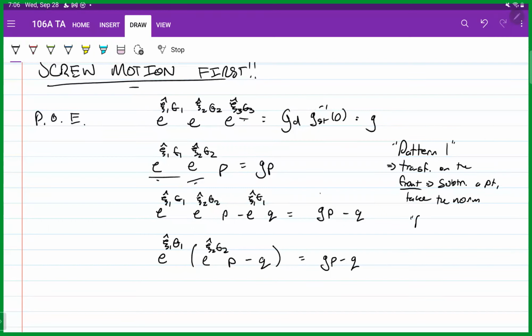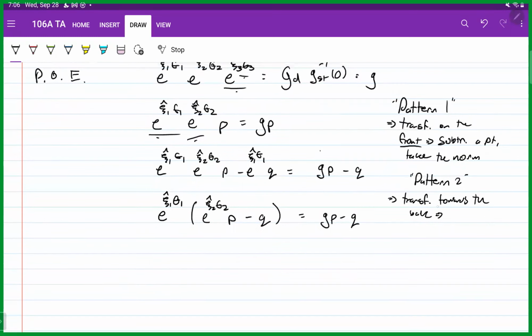And then pattern 2 is for transforms towards the back. Something like this, e to the Xi3 theta 3. That's when we try to apply a point on the axis to both sides. Okay? So apply a point on the axis to knock out.